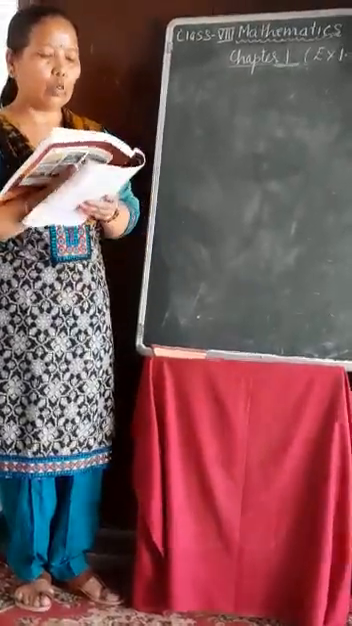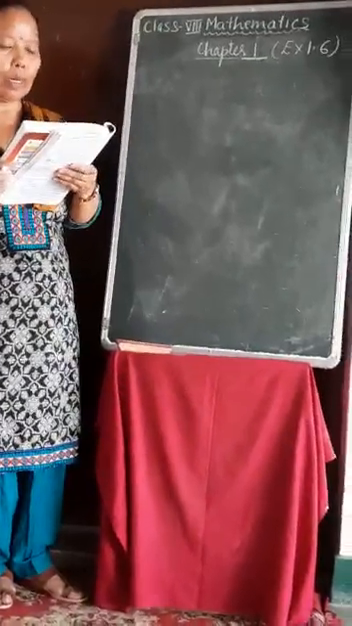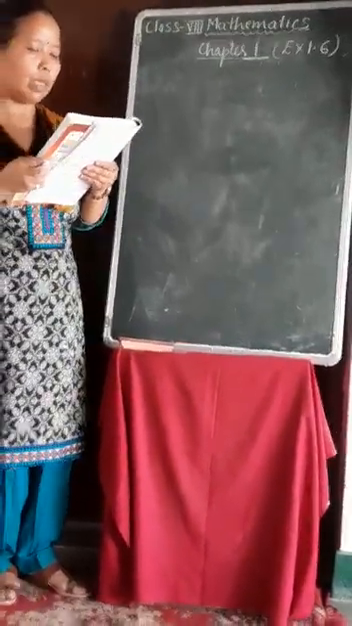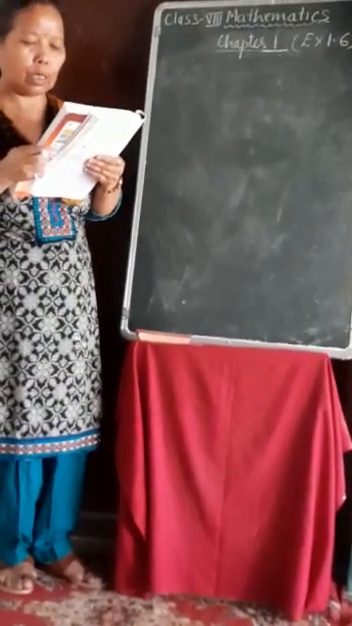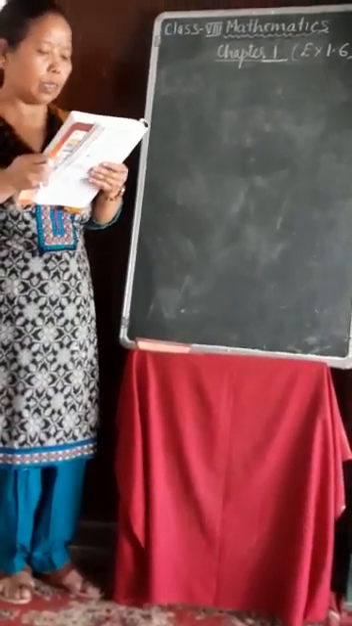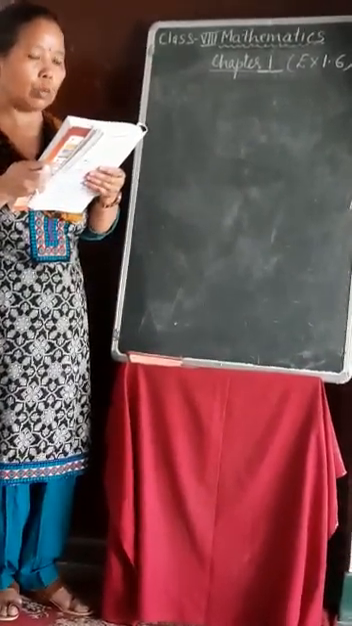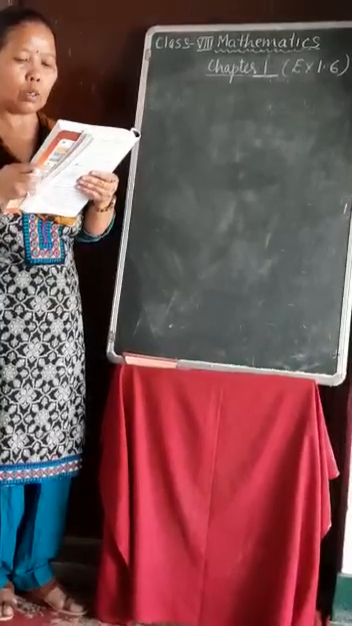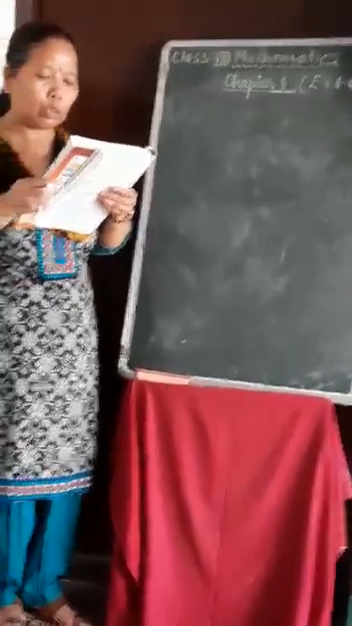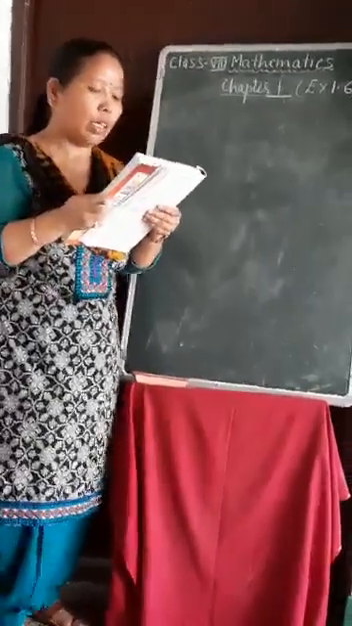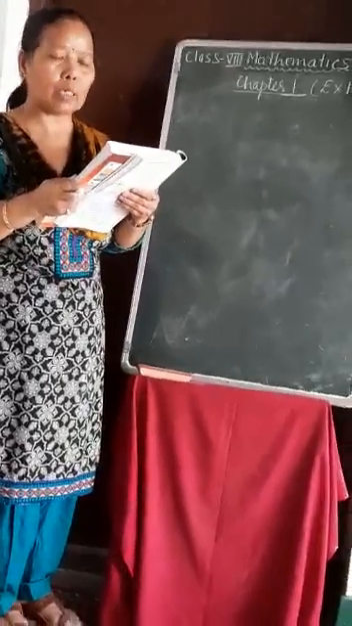Now I am explaining question number 12 of exercise 1.6. The question is: a mother and her 2 sons got a room constructed for 60,000 rupees. The elder son contributes 3/8 of his mother's contribution, while the younger son contributes half of his mother's share. How much do the 3 contribute individually? So the total amount invested in constructing the room is 60,000 rupees.